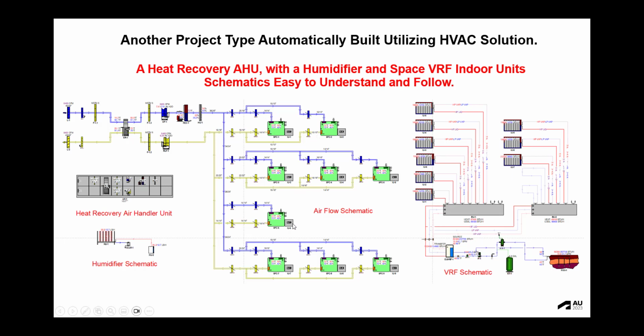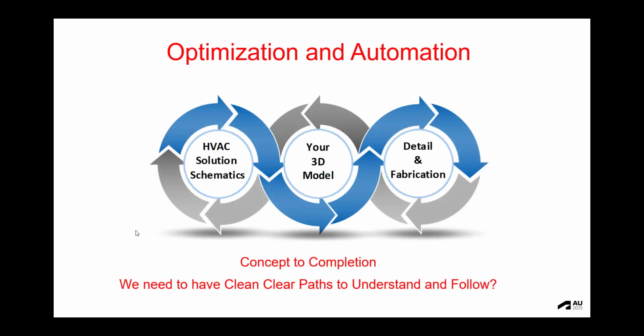In each space, you'll see that there is a VRF indoor unit, and over here, the refrigerant piping to each indoor unit with the branch selectors, the outdoor unit going to a well, then the little humidifier schematic over here showing the piping to the humidifier. So optimization and automation is very important. From concept to completion, you need to have a clear, clean path to understand and to follow through your projects.